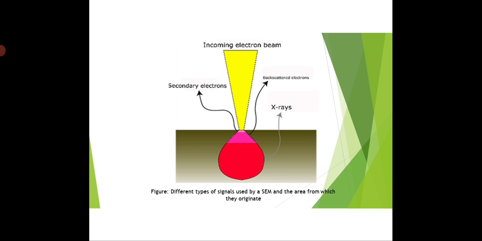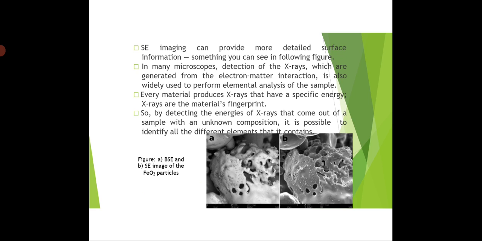In the diagram, electrons coming from the electron gun hit the sample. Near the surface, it produces secondary electrons, deeper below the surface it produces backscatter electrons, and very deep it produces X-rays. Secondary electron imaging can provide more detailed surface information, something you can see in the following figure.